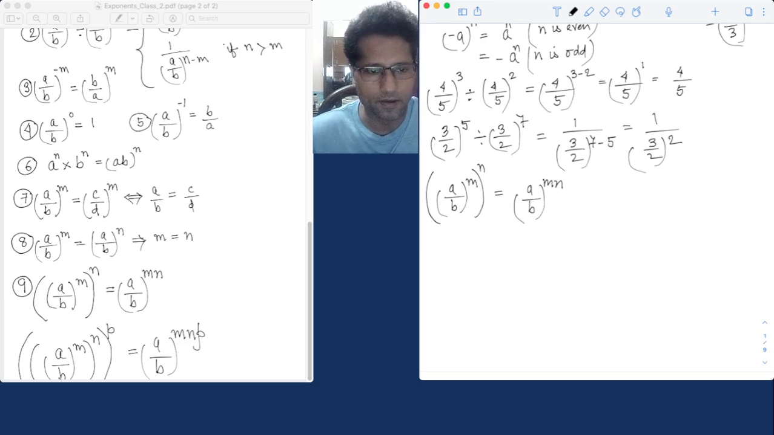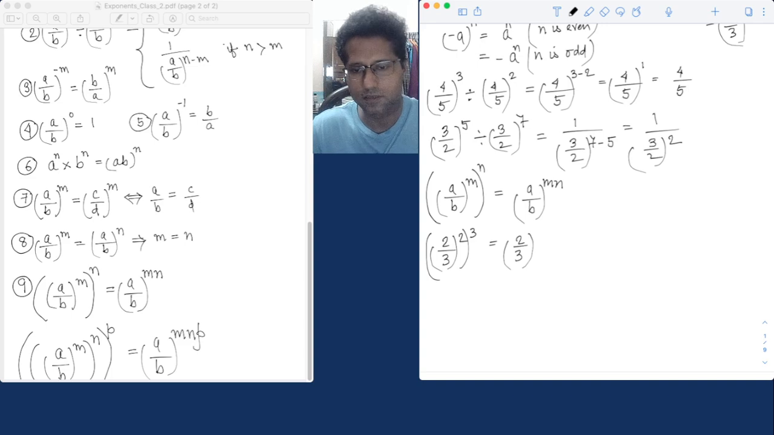Now this is the case for two powers. This holds for any number of powers. Let's take an example: 2 by 3 raised to the power 2, and again raised to the power 3. This is nothing but 2 by 3 raised to the product of the two powers, that is 2 into 3. So this becomes 2 by 3 raised to the power 6.